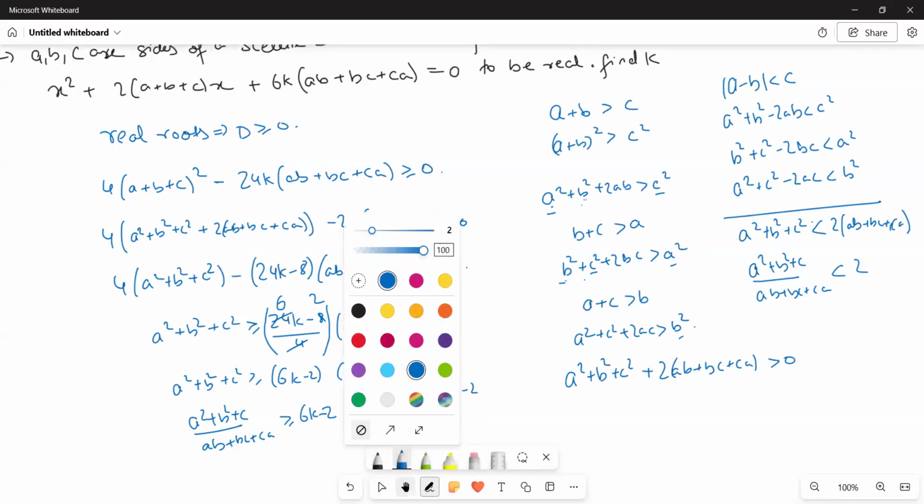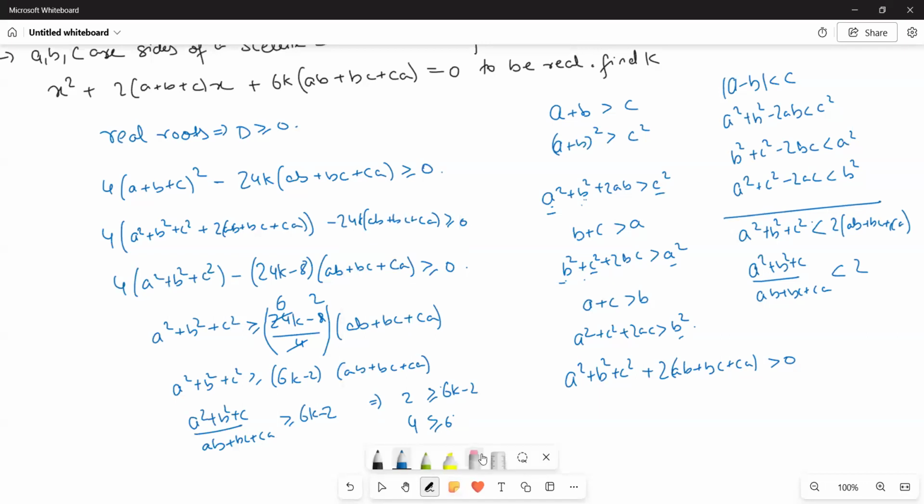But because this is not equal, the equal to will be cut from here too, equal to will not come here because we end up getting 2/3 is less than K. That's the answer. K has to lie between 2/3 to infinity. For the equation to have real roots, K has to lie between 2/3 to infinity.